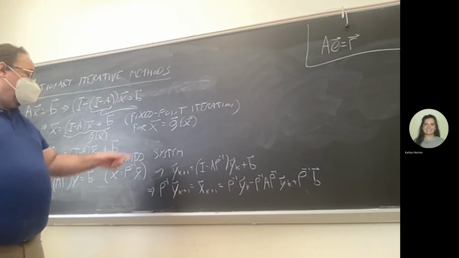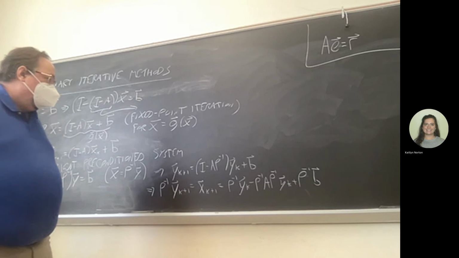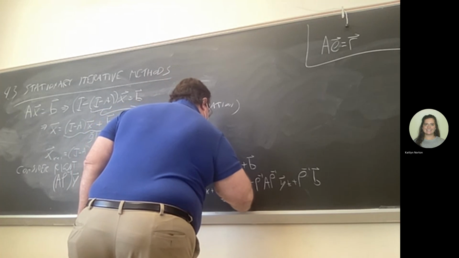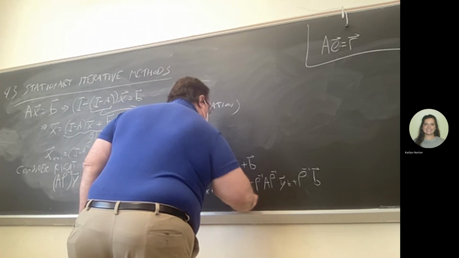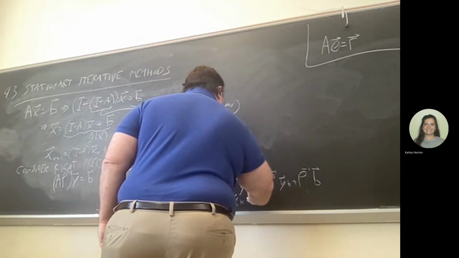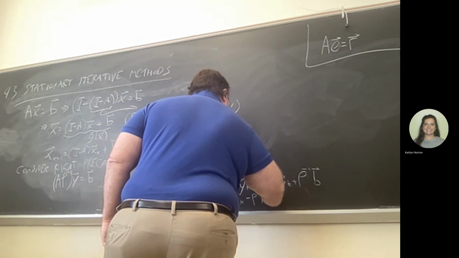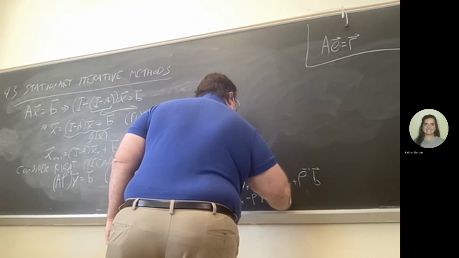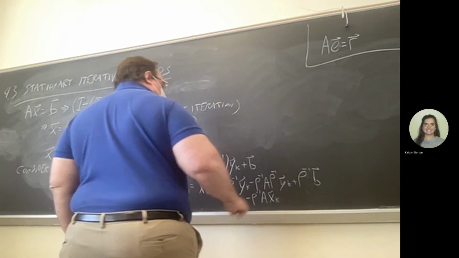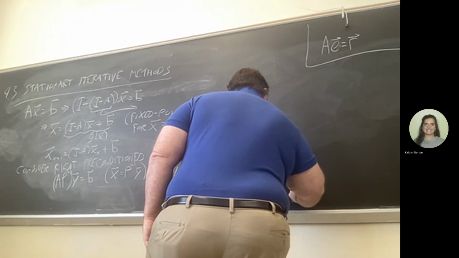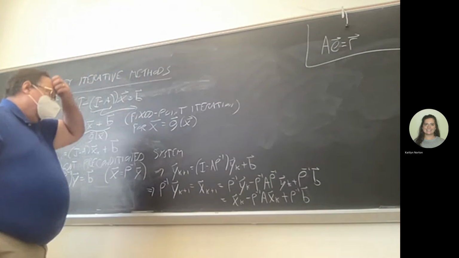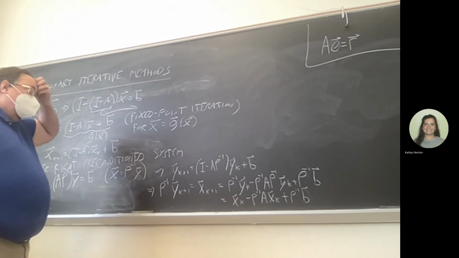So now I've multiplied everything by P inverse on the left. Well, this right here is just going to be xk. And then I have minus P inverse A, P inverse yk, that's xk again. And then I have P inverse B. Okay.